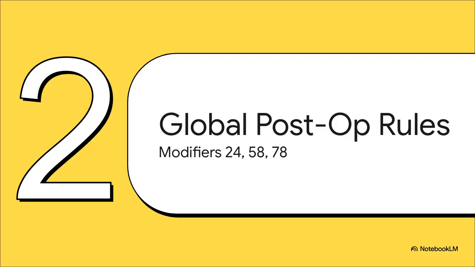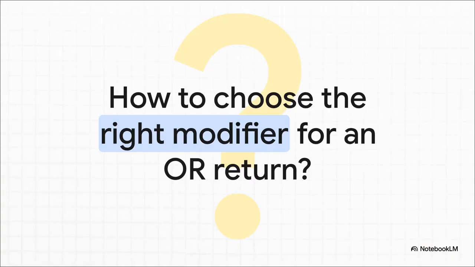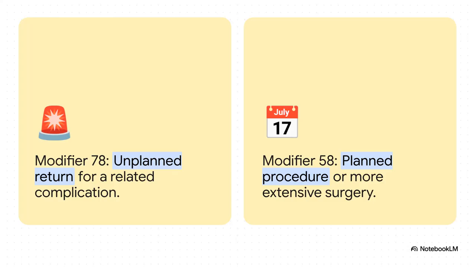All right, moving right along to Section 2, Global Package Post-Op Rules. Here is your next scenario. A patient heads back to the operating room during their 90-day global period. How do you know which billing modifier to choose? The golden rule here is figuring out the why. Was this return trip an unexpected complication, or was it just part of the original surgical master plan? The logic splits beautifully right here.